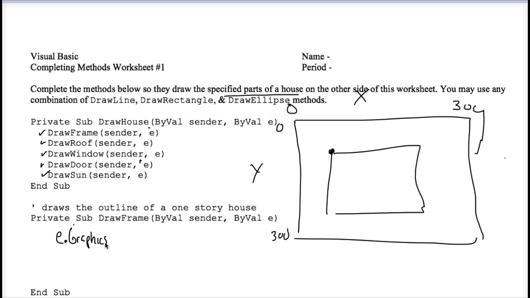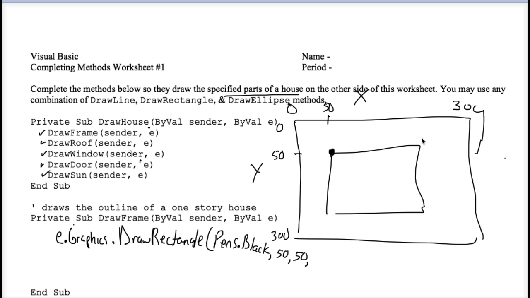E.graphics.DrawRectangle. Specify a color in the parentheses, Pens.whatever color you want to make it. I'll just make mine black. And then you need the top left corner identified for this rectangle. Let's just pretend that that's the point x equals 50, and let's just say it's y equals 50. So we would have 50, 50. And the width here, if it goes over to about here, we'll pretend that that's the point 250 on the x-axis. So, oh, I messed up.